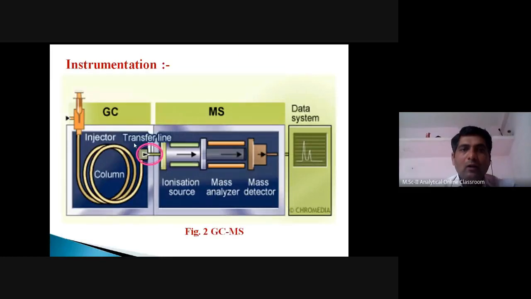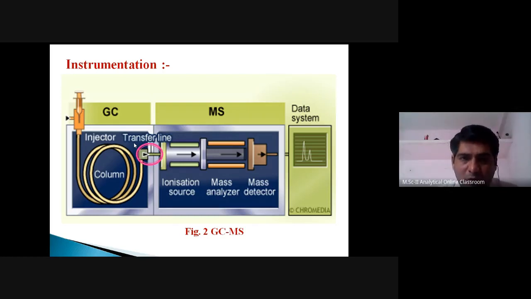Now our next part is very important. This is the instrumentation of the GCMS, and the pink circle is called the transfer line. Transfer line, or it is also called the interface, is a very important device of this GCMS, because it connects both GC and MS. If there is no such device, then you cannot connect these two instruments.